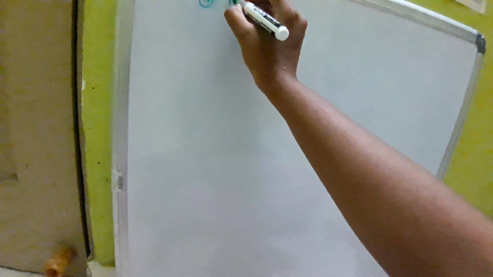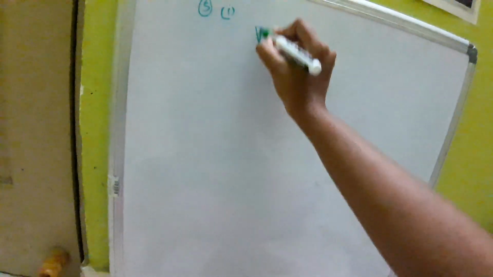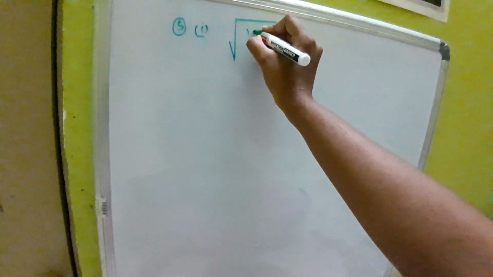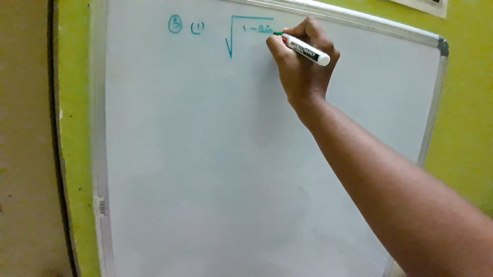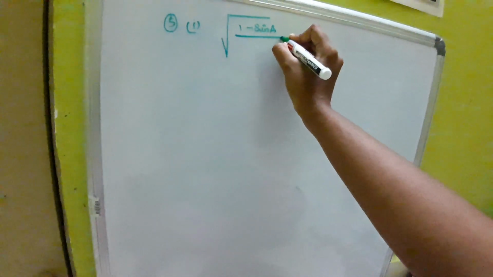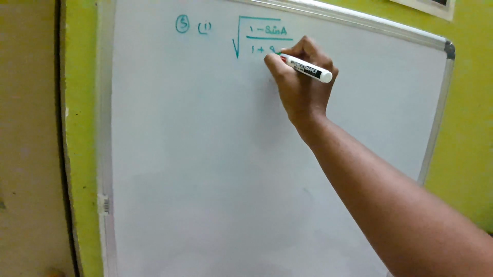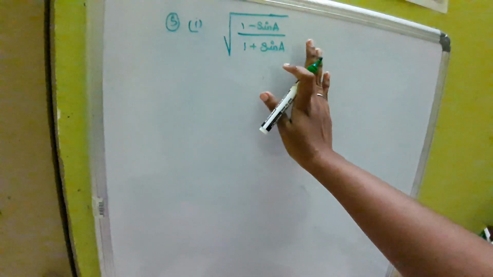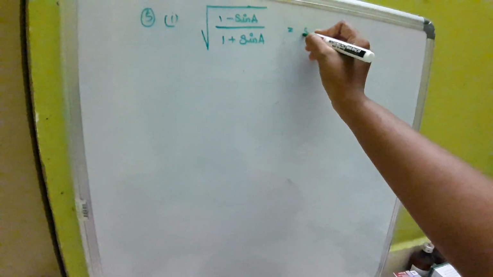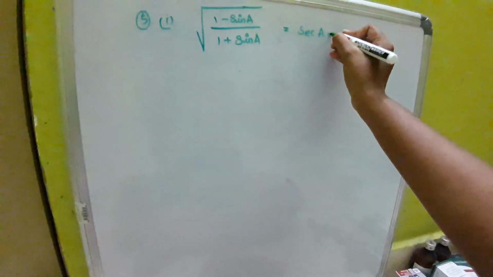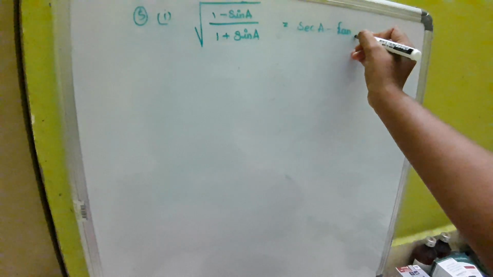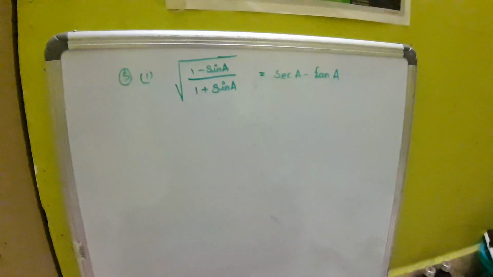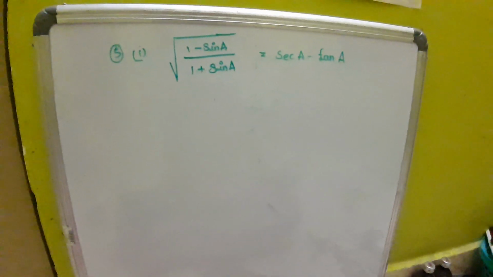Okay, now we're going to see the fifth example. First sum: root of (1 minus sin A divided by 1 plus sin A) is equal to secant A minus tan A. Okay, this was the fifth example's first question.